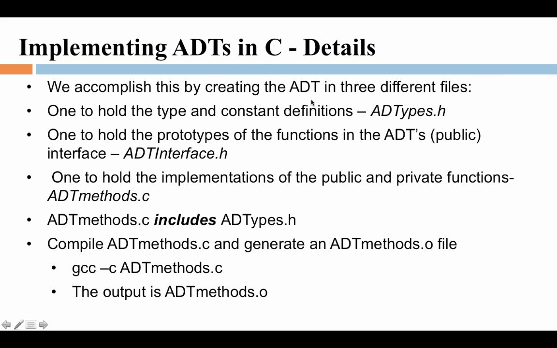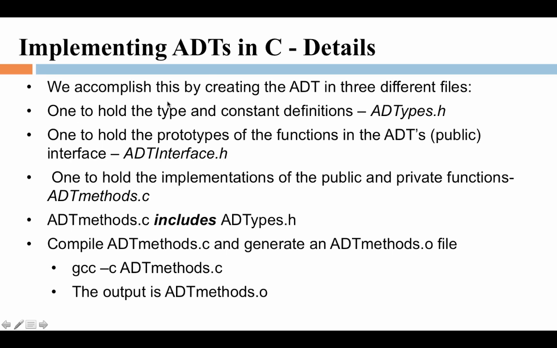So what you do is you create this abstract data type by creating 3 different files. What is the first file? I'm going to call this ADTypes.h, standing for abstract data types.h. It's a header file. It contains the type definitions. Remember the typedef that we studied last week. It contains the type definitions and other constant definitions which are important for describing your data type further.